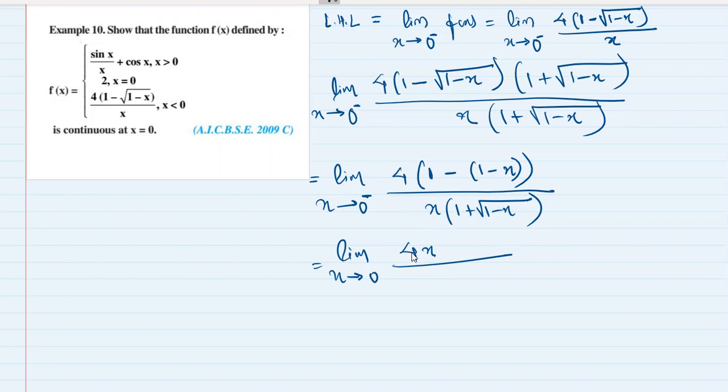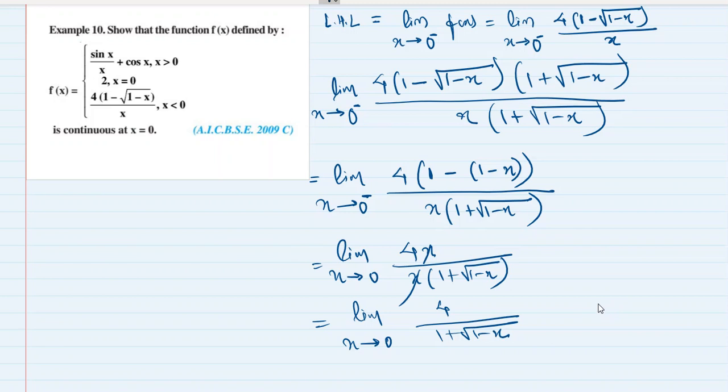Hey, there is no need to open the bracket. You know why? Because this x and this x is getting cut right away. So what we are getting? Limit x tends to 0 of 4 upon 1 plus under root of 1 minus x.